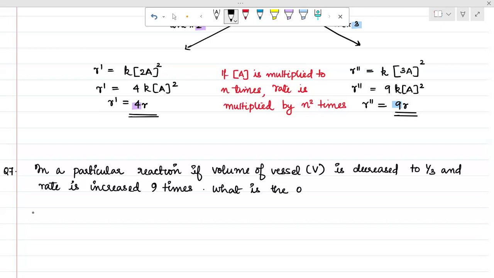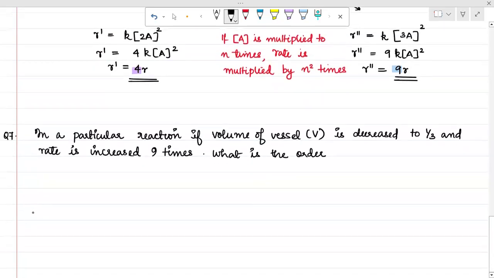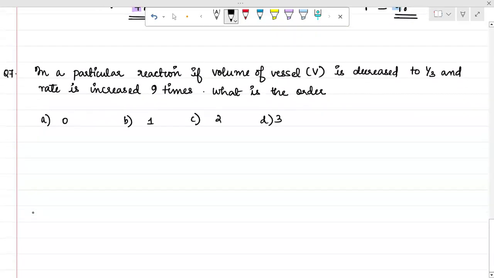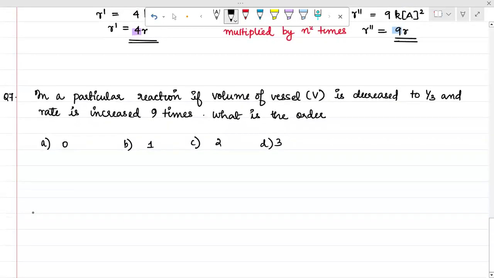What is the order of the reaction? Note down the options: 0, 1, 2, and 3. Okay. So whatever concepts that we learned were based on the concentration. Instead of changes in the concentration, what they have given is in terms of changes of volume. Now we have to know how concentration and volume are related.